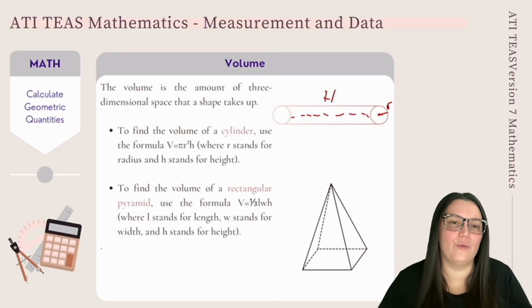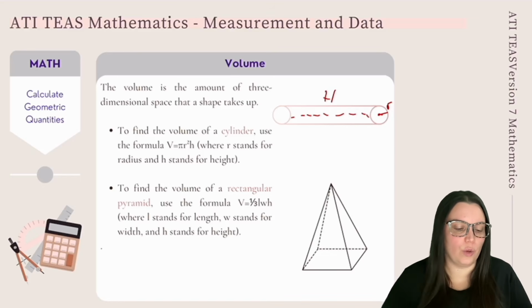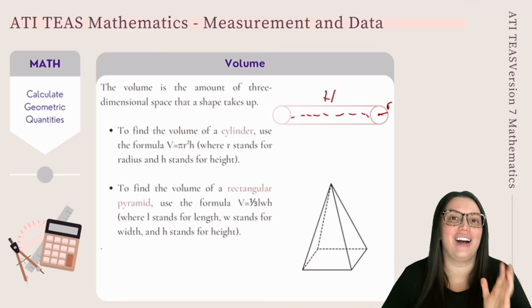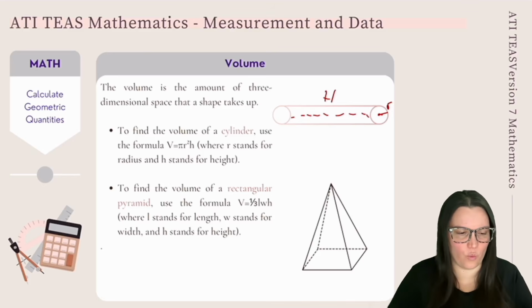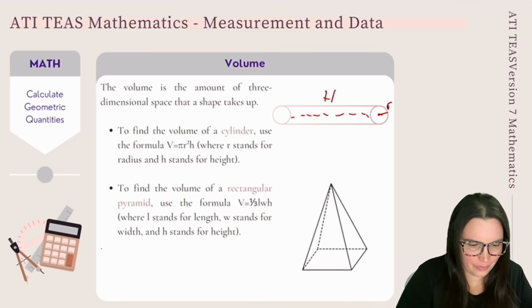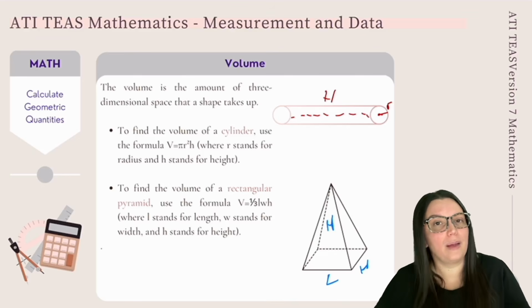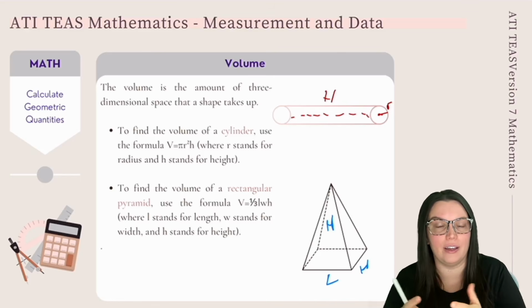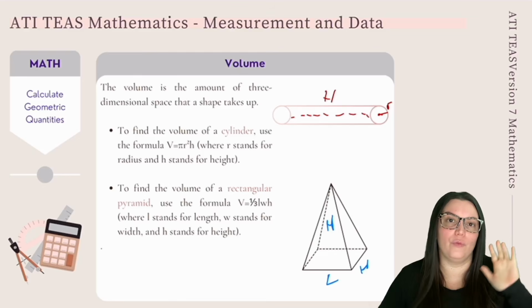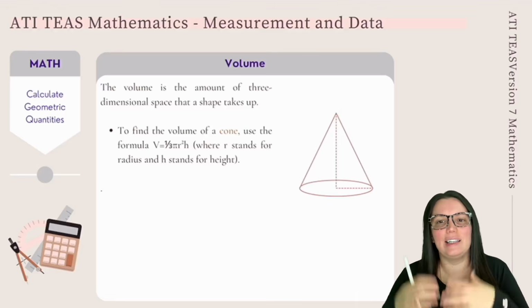And then lastly, with the rectangular pyramid, we are going to now divide this by 3, right? So we have 1/3 times the length, the width, and the height. Because remember, when we're looking at volume, we're looking at cubic area versus looking at the other ones that we discussed before. And then lastly, we have cones.